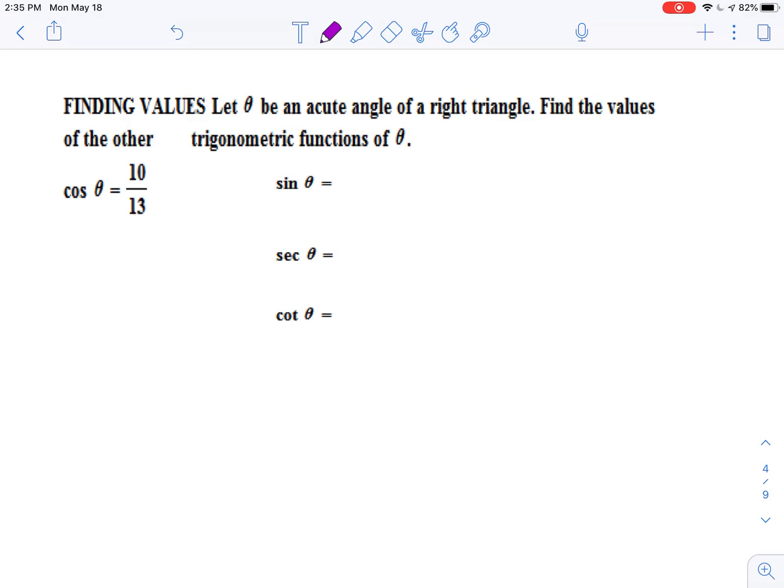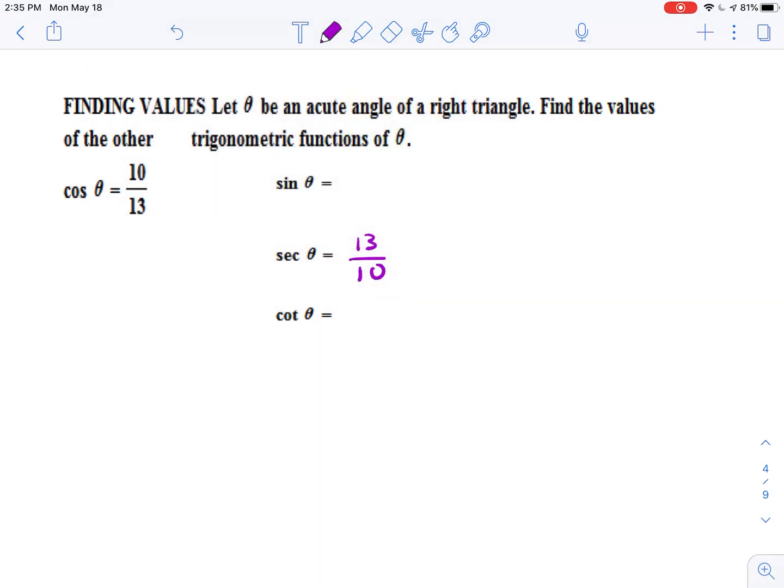So they gave us one. Cosine of theta is equal to 10 over 13. We're asked to find sine, secant, and cotangent. Now, before we even draw any right triangles, there's something we should see right away that can make our life a little bit easier. And that is the reciprocal of cosine is secant. So without even worrying about the triangle itself, we can just immediately write that secant is equal to 13 over 10. Okay? So we have 1 out of 3 done.